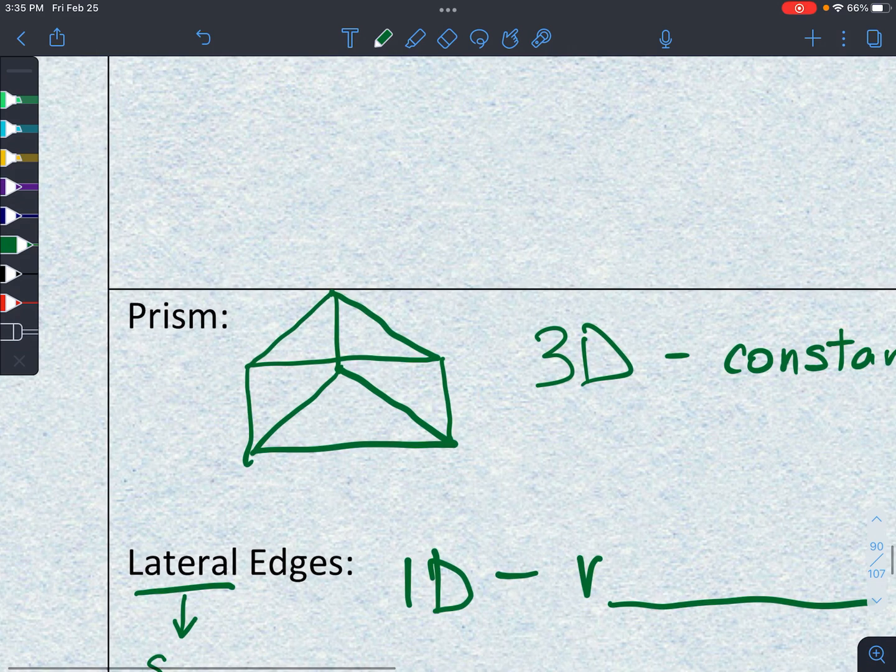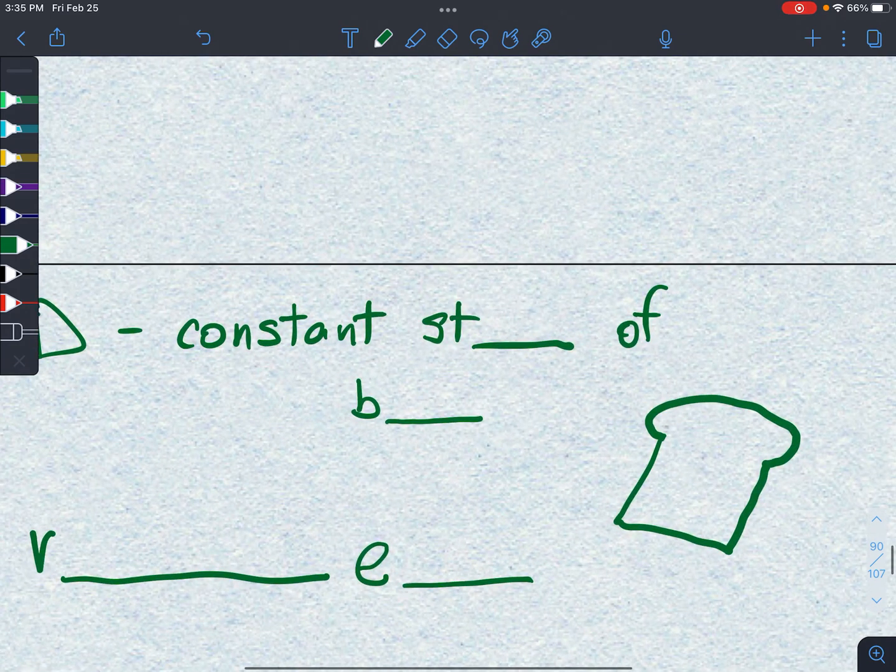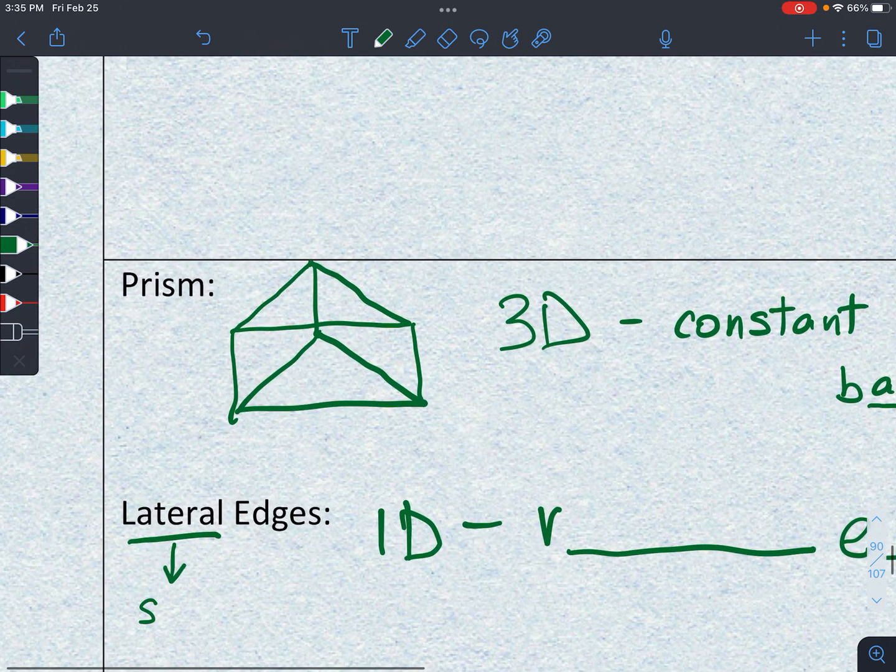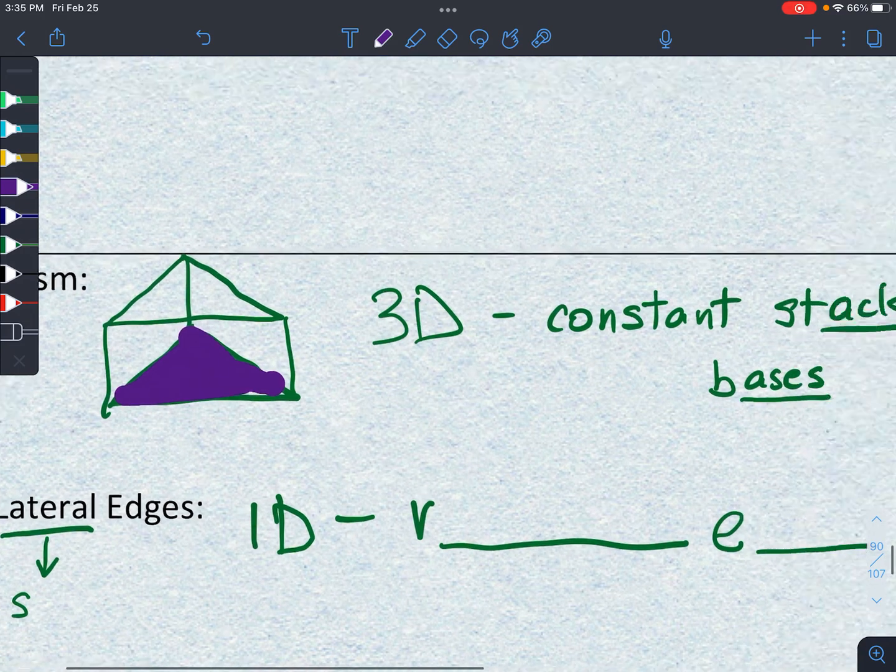Lots of things we could look at, but initially, first of all, why is it called a prism? The reason is because there is a constant stack of bases. Meaning here is my base. And if I get a bunch of those and stack them on top of each other, eventually I end up with the full three-dimensional shape.